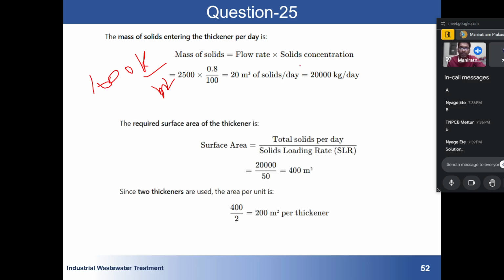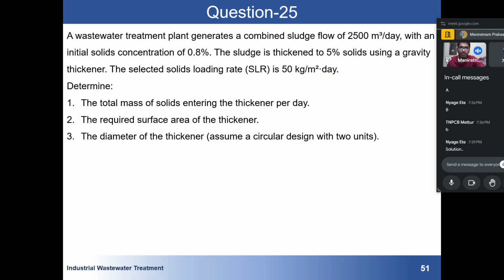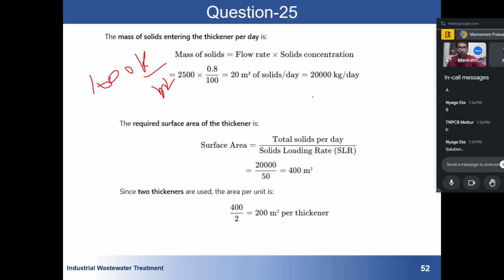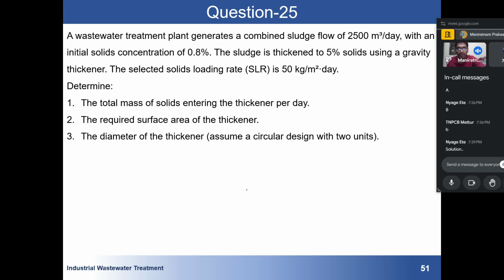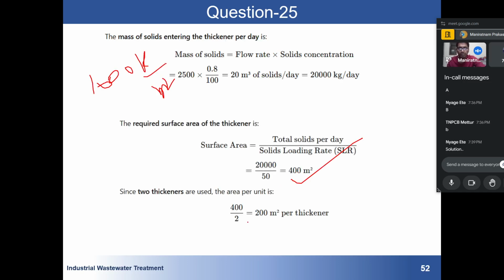Then the required surface area. Whatever the total solid is, and whatever the solid loading rate is, we have found the surface area will be 400 meter square. This much kg is coming per day, and we know this is the loading rate. For a particular batch, this much amount of solid is required per area. So total area will be total solid divided by solid loading rate, that is 400 meter square. In the question it has been written that we have to use two units. So for each unit the area will be 200 meter square per thickener.